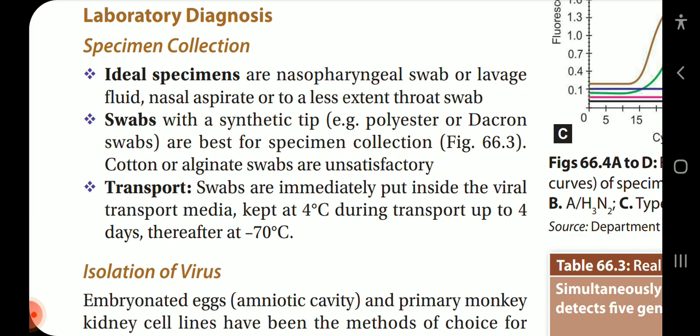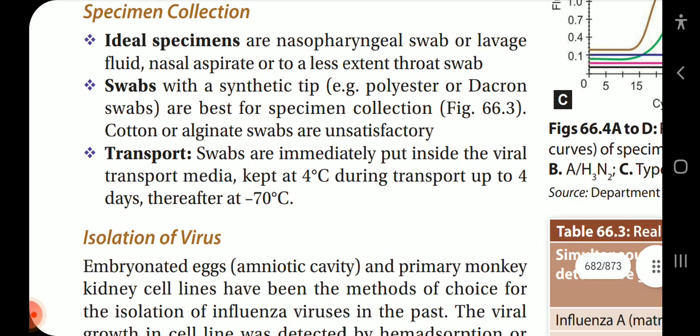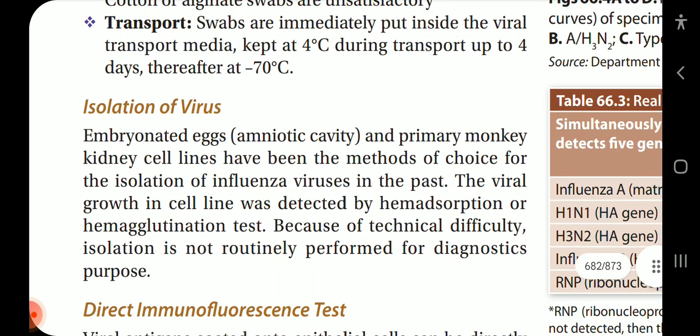Transport swabs are immediately put inside the viral transport media, kept at 4 degrees Celsius during transport up to 4 days, thereafter at minus 70 degrees Celsius.